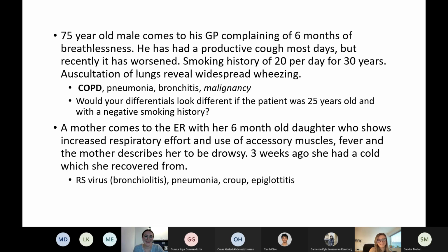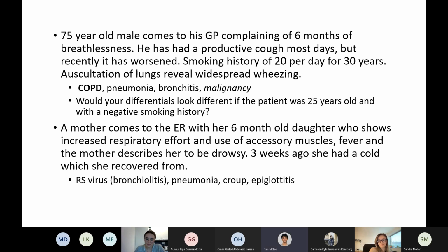A 75-year-old male comes to his GP complaining of 6 months of breathlessness. He has had a productive cough most days, but recently it has worsened. He has a smoking history of 20 cigarettes per day for 30 years. Auscultation of the lungs reveals widespread wheezing. What do you think initially? COPD, an obstructive disorder. I think that's related to wheezing. Anything else?